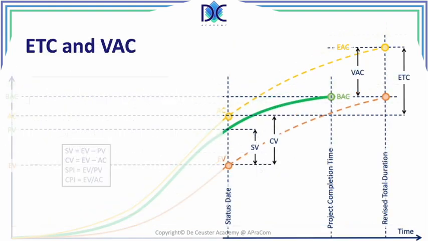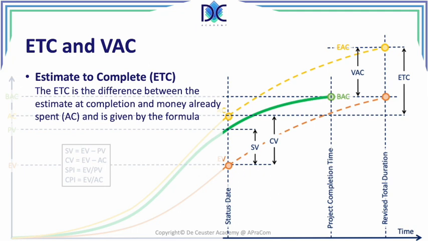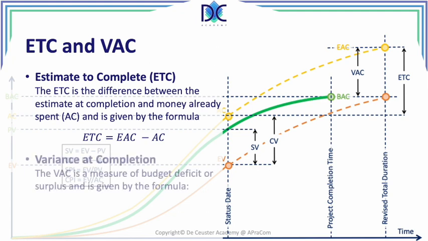Now, when we look at two other parameters, the estimate to complete. The estimate to complete is the difference between the estimate at completion and the money already spent, the actual cost. So this is given by the formula ETC is estimate at completion minus actual cost, and we can see this on the graph also. Then we have the variance at completion.